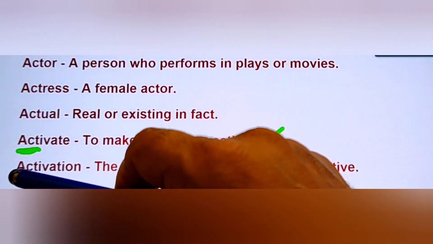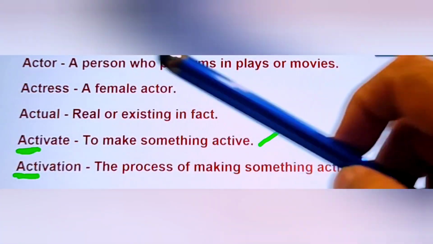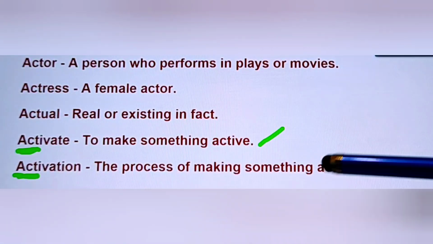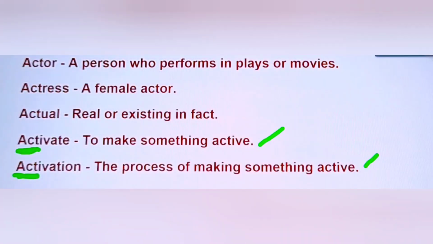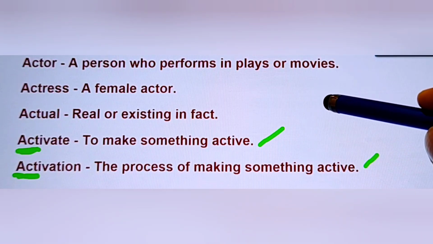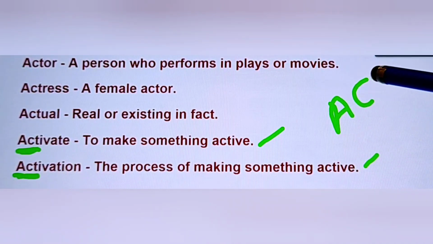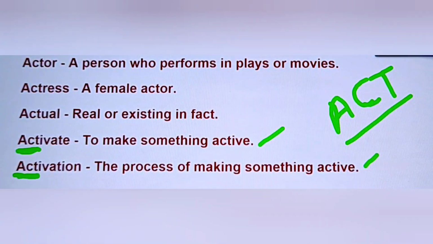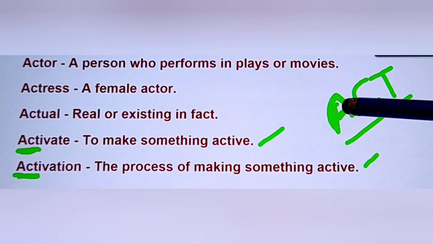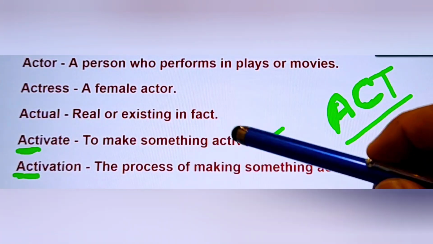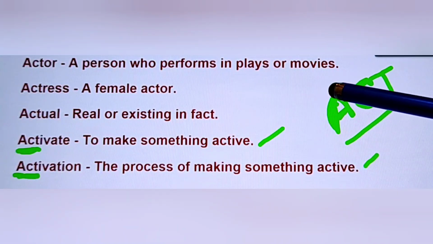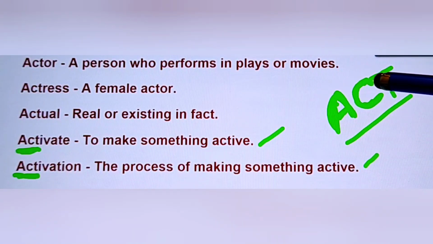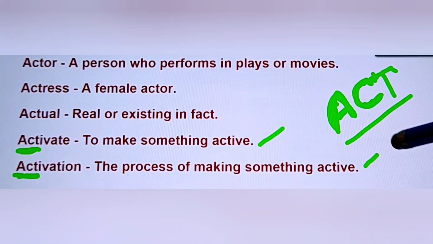And next here is activation. Root word at the front: the process of making something active. Activation is the full word. So you can get all of these easily from the root word act. All these words you can derive from the word act. Act is a root word. So you can remember all these words very easily by remembering this one root word, act. All of these were derived from this root word.